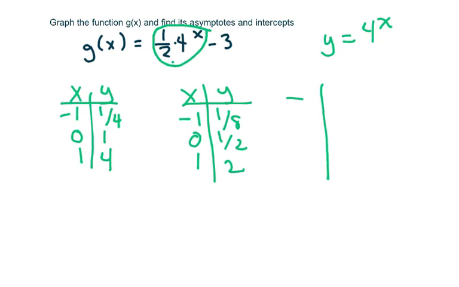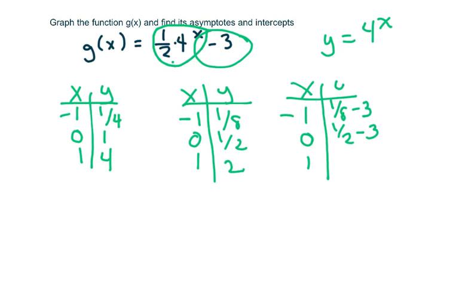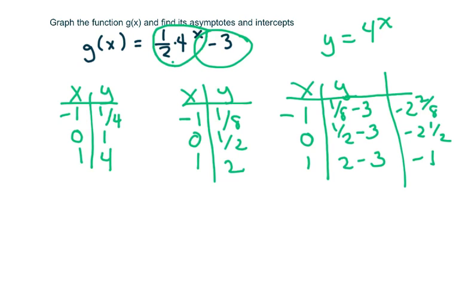And then the next table is we're shifting down by 3. So I keep my x the same and shift down by 3. So that's going to be 1/8 minus 3, 1/2 minus 3, and 2 minus 3, which gives you negative 2 7/8, negative 2 1/2, and negative 1. So if we look at this, and we graph it, we're shifting down by 3.